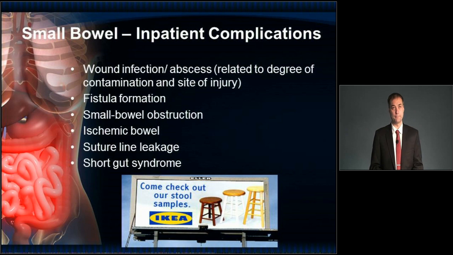operating room is appropriate. Some of the inpatient complications to monitor for in small bowel trauma include wound infection and abscesses because of the contamination from the ruptured bowel, fistula formations, small bowel obstructions that may be delayed, ischemic bowel that can lead to abdominal compartment syndrome, suture line leakage, and short gut syndrome with dumping syndrome.